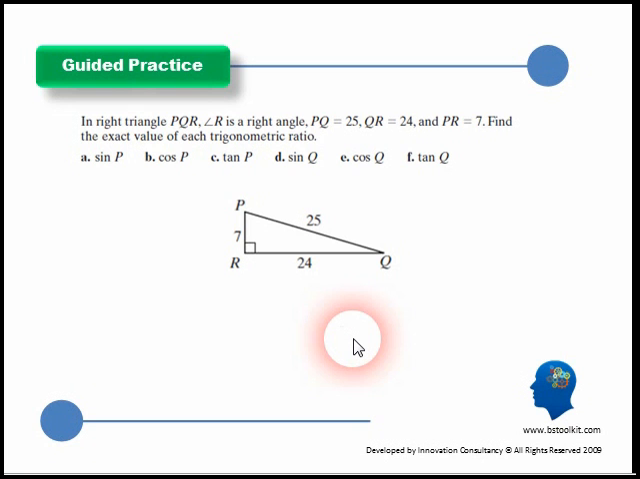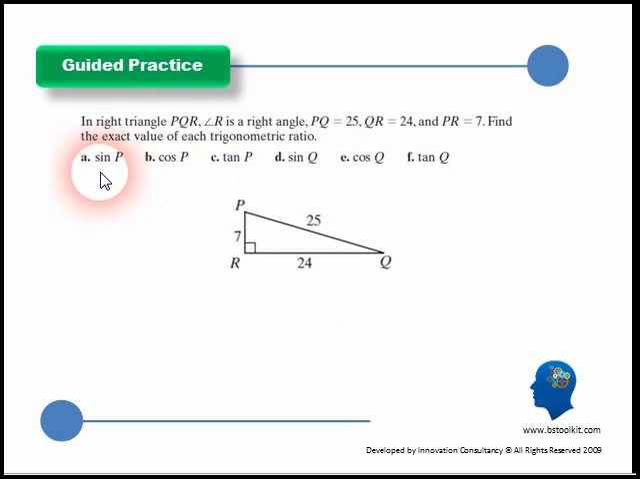Guided practice. Now I will guide you through the solution of this problem on your screen. What is the problem? The problem is in a right triangle PQR, angle R is a right angle, and PQ is given as 25 units long, QR 24 units long, and PR is 7 units. And you're asked to find the exact value of each trigonometric ratio.